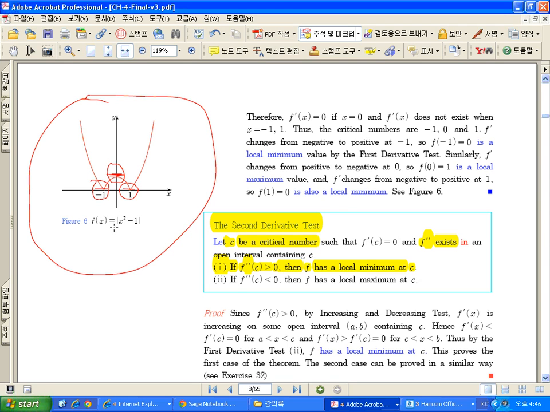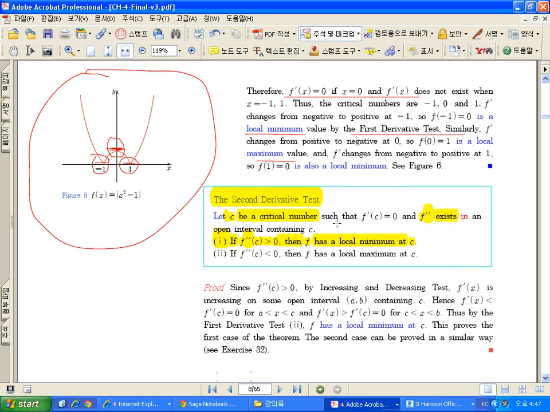So you have 3 critical points, and at these 2 critical points you have a local minimum. Here you have a local maximum. You can verify it by checking the first derivatives and then seeing the change of signs. By the first derivative test, you can say it has a local minimum and local maximum at those 3 points.